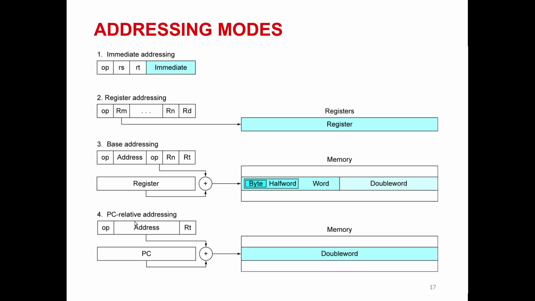The fourth addressing mode is PC-relative addressing mode, which you can see in the branch or conditional branch instruction format. You will have an address given in your instruction. That address will be added together with the PC, or program counter, and so you will have a new address, and that address will point to a location in memory, and you can read out a double word from memory after that.